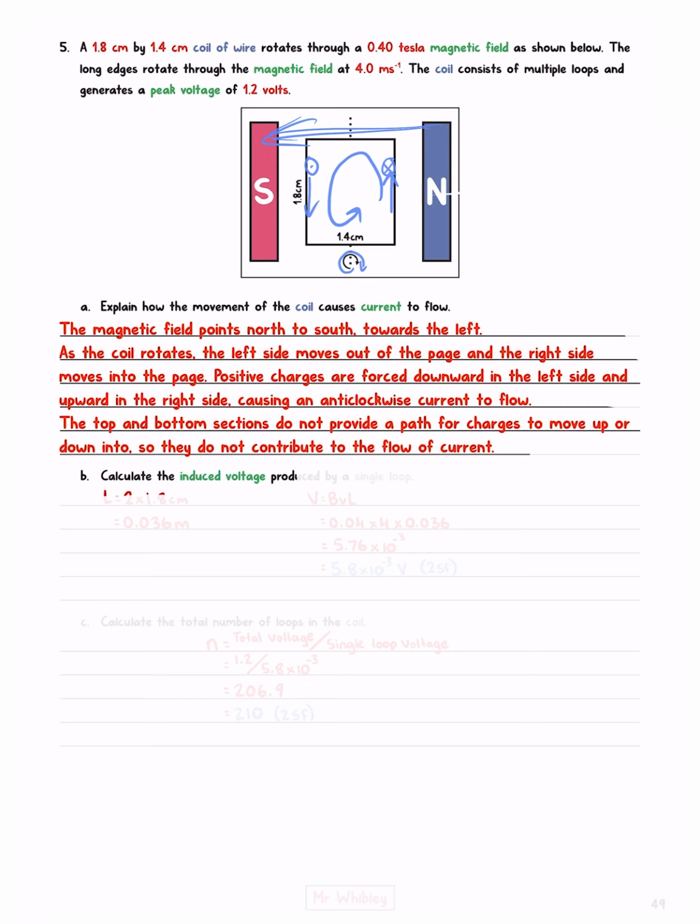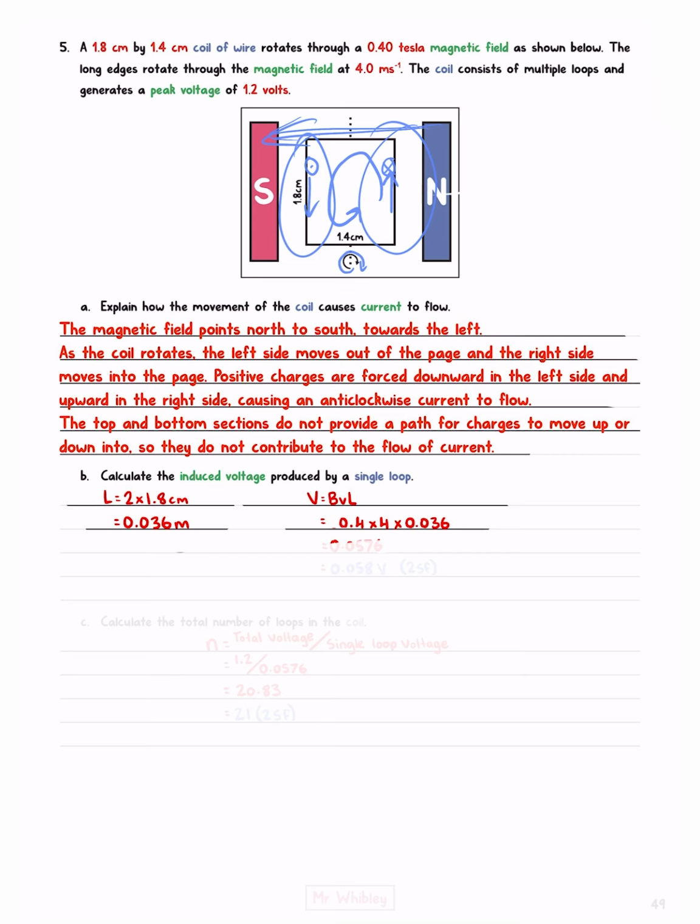Calculate the induced voltage produced by a single loop. As we've established, the only sections contributing to our effect are these two 1.8 centimeter sections. So our length is 2 times 1.8, which is 0.036 meters. Our voltage is BVL. We know our B, we know our V, and we know our L, which gives me 0.0576 or 0.058 volts to two significant figures.